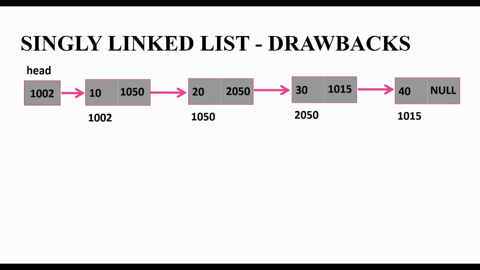The second drawback of singly linked list is that during the deletion operation, we are supposed to have an extra pointer variable to keep track of the previous node's address. This pointer variable occupies extra space, which is a drawback of singly linked list.